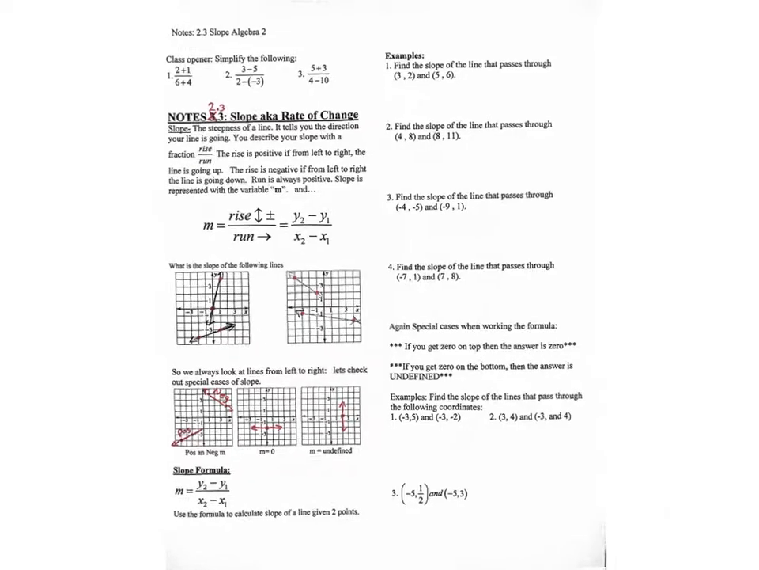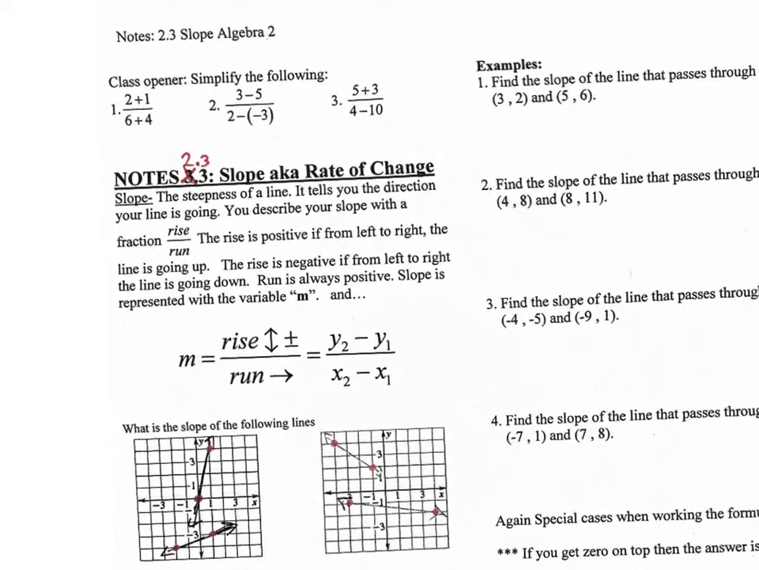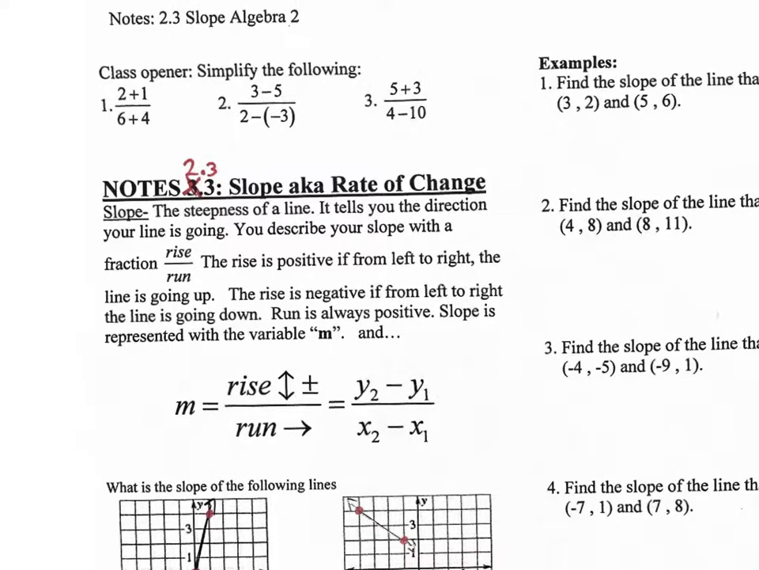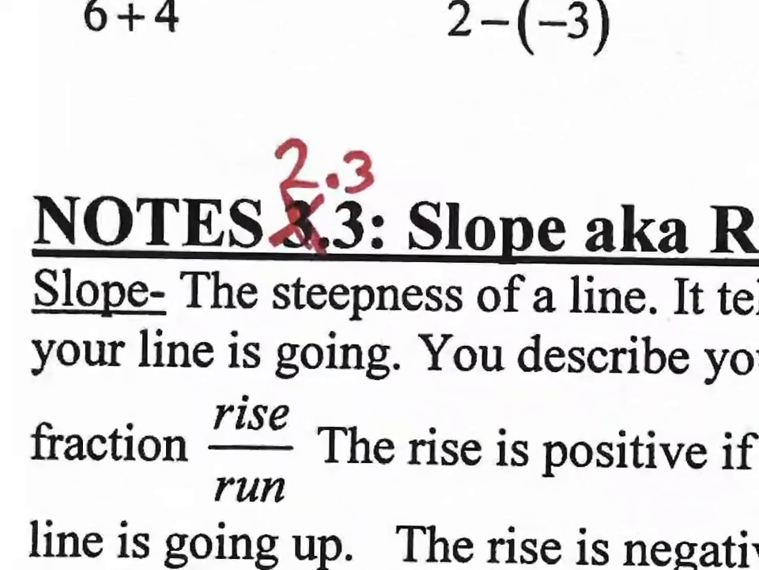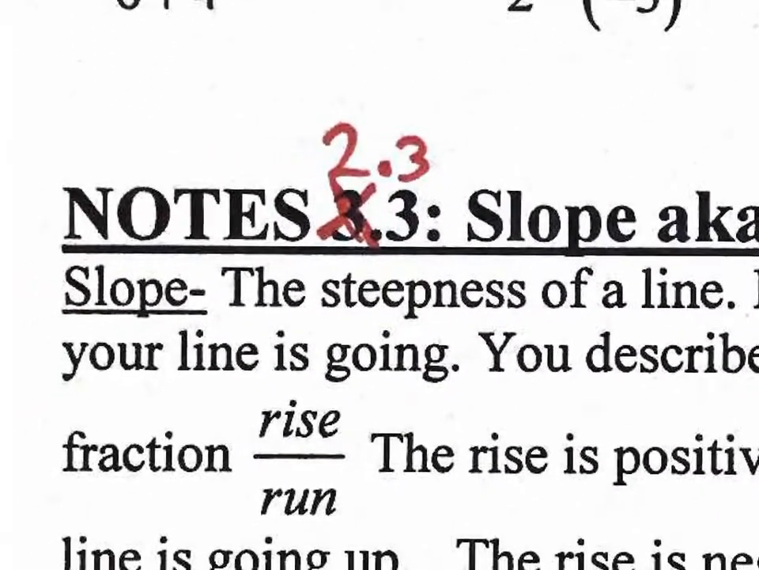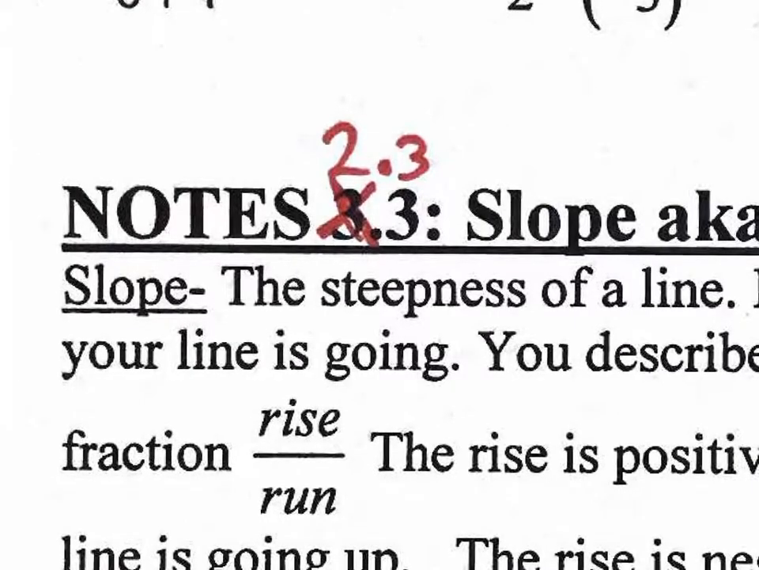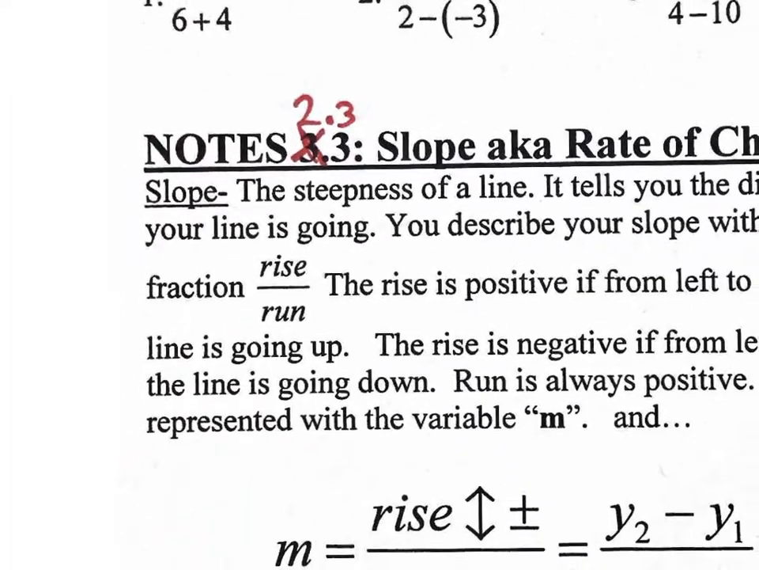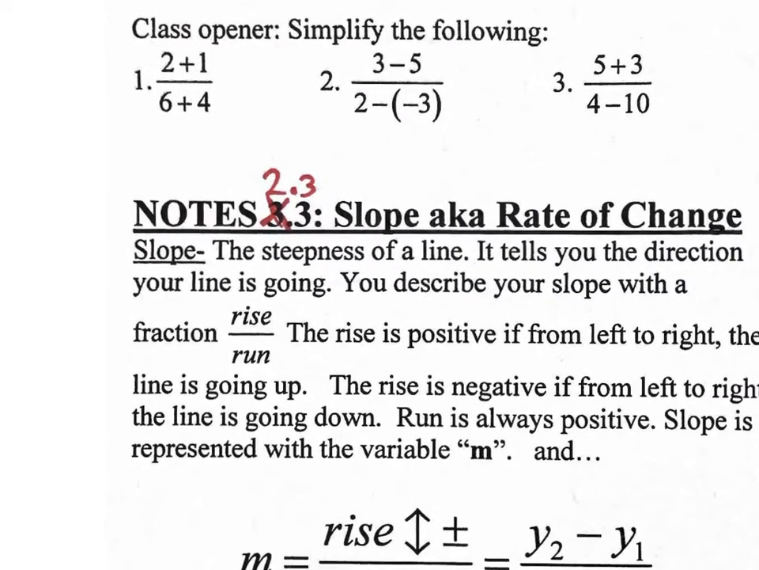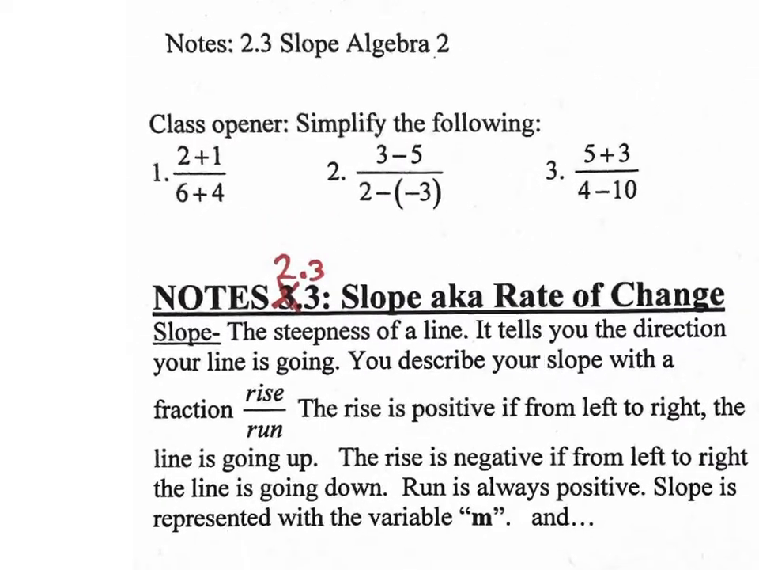Okay, so I'm not going to cover all these notes. The truth is, these notes come from my Algebra 1 class. I did change to Algebra 2, and these notes in Algebra 1 are 3.3. In this class, Algebra 2, it's 2.3. So we're jumping to section 2.3. Change it to 2.3 if it still says 3.3. And let's go over these class openers.